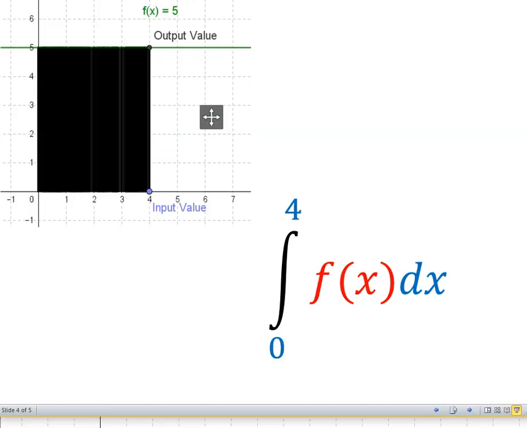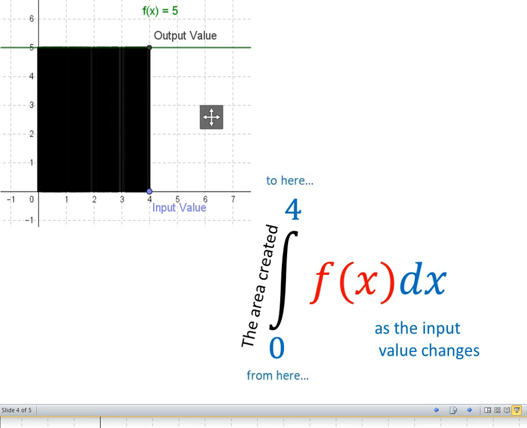In terms of integration notation, you just witnessed the integration of f of x equals 5 over an interval of 0 to 4. So the integral is the area created as the input value changes, that's what dx means, as this input changes from 0 to 4. And of course, you know that that integral will equal 20.